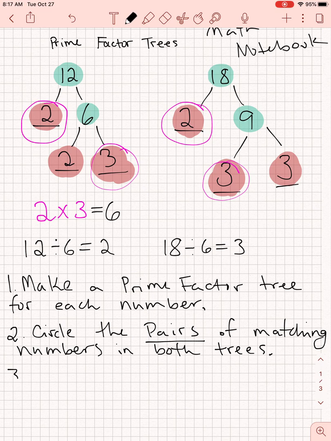And step 3 is multiply the pairs. Multiply the pairs. Those are the 3 steps. So pause if you need to. Make sure you have all these steps down. Then you can watch the next video where we're going to practice this together a couple times.